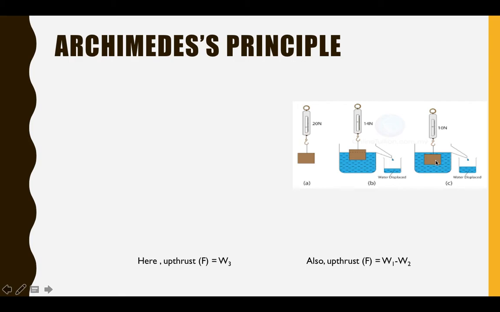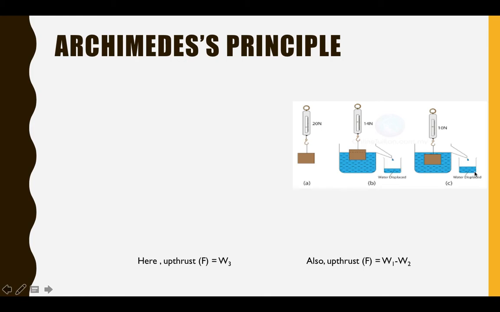here you are immersing the body completely. When you immerse it completely, it will experience more upthrust, so there will be more loss in weight. It was 20, now 10, which means the loss in weight has become 10 Newton. If you measure the weight of displaced liquid, it will also come exactly 10 Newton. That means loss in weight of body is equal to weight of displaced liquid.